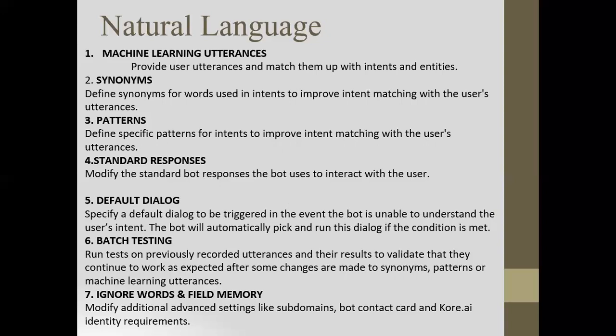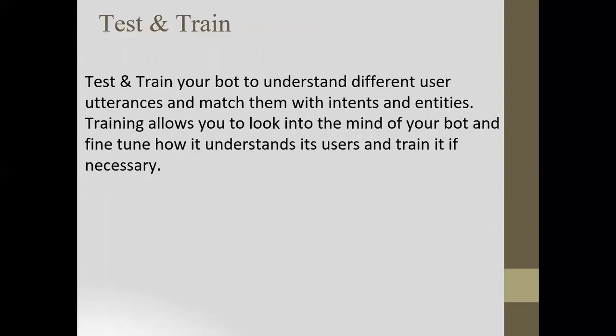Batch testing: run tests on previously recorded utterances and their results to validate they continue to work as expected after some changes are made to synonyms. Okay, and next is ignore words and fill memory. Like when you are searching for some bad words on Google, it is not giving you any result. It shows these things are not available, but these things are available on Google. They have some restriction, that's why they cannot show you the latest ones.